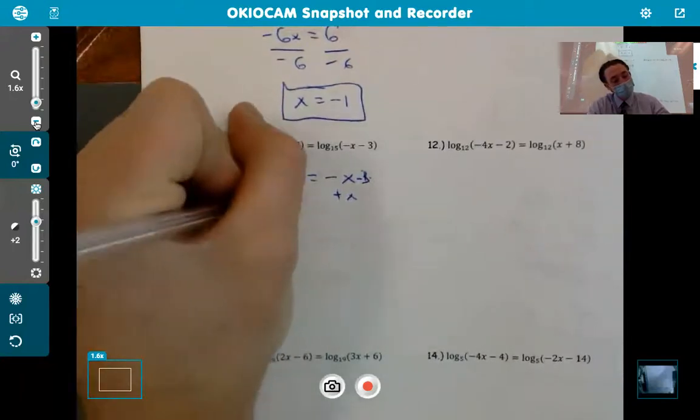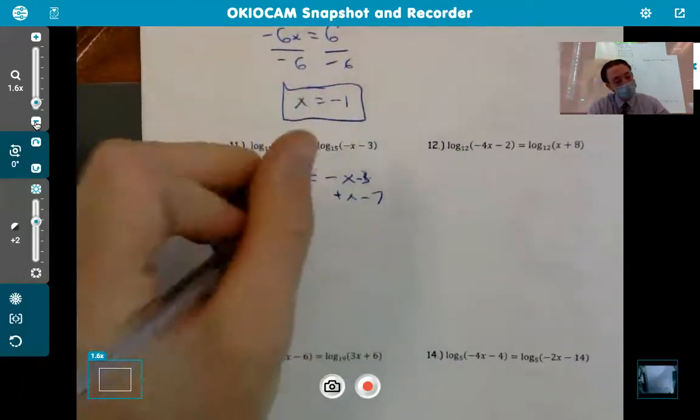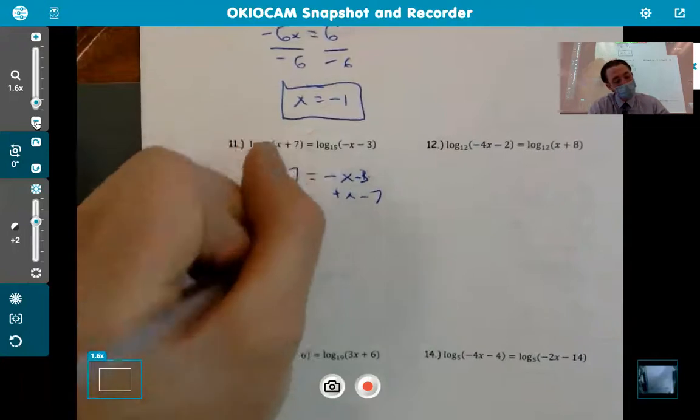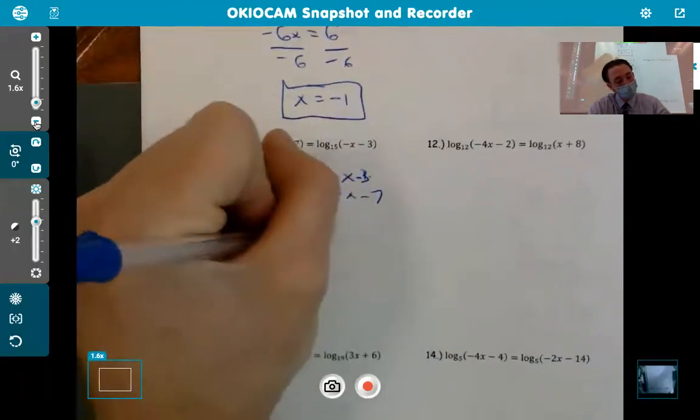Add x to both sides, subtract 7. So I have 2x equals negative 10.